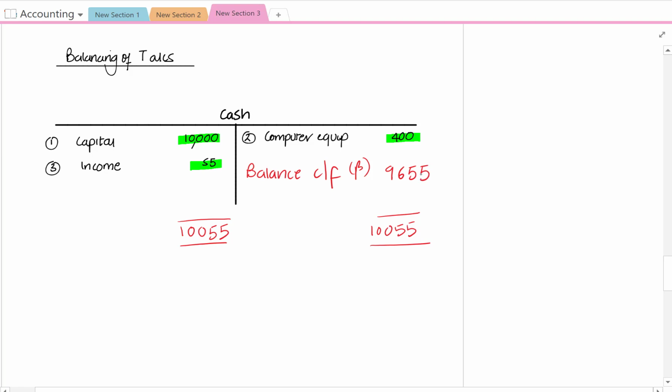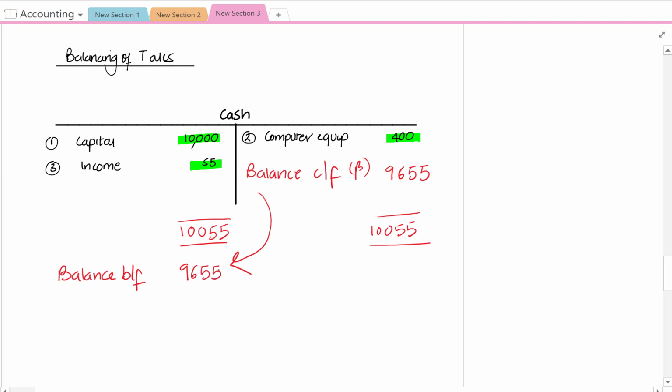The balancing amount there, and that beta sign representing a balancing entry, is 9,655. Now, accounting is all about double entry. We cannot just post an entry on the credit side without posting a debit. Therefore, the final step of this balancing off process is to post a corresponding entry on the opposite side of the ledger, which in our case is on the debit, for a balance brought forward, which I'll abbreviate as BF, for the same total.